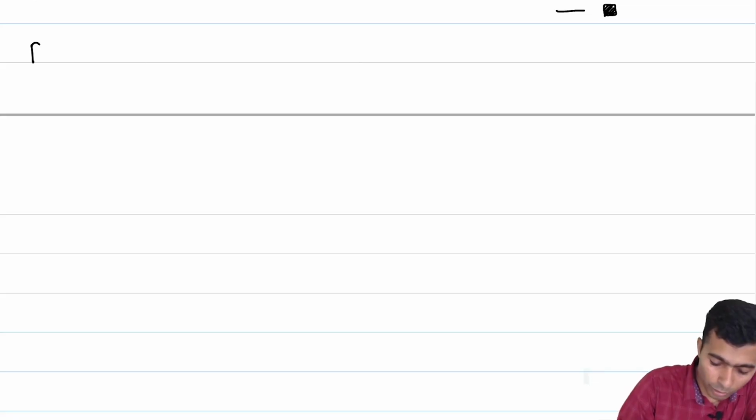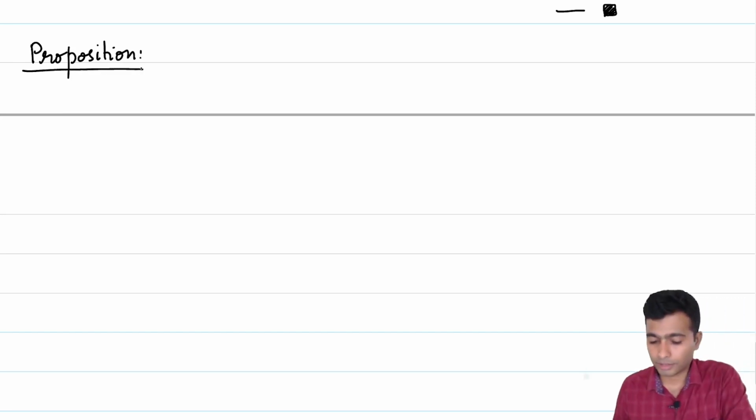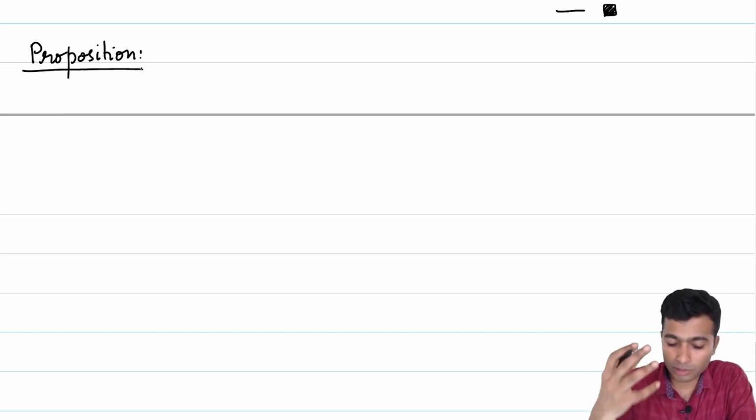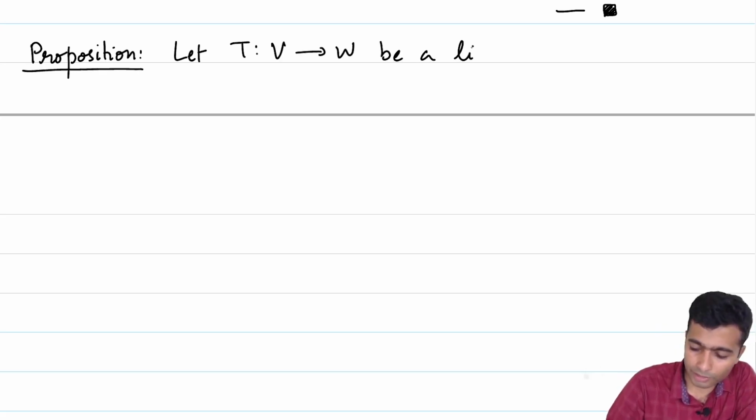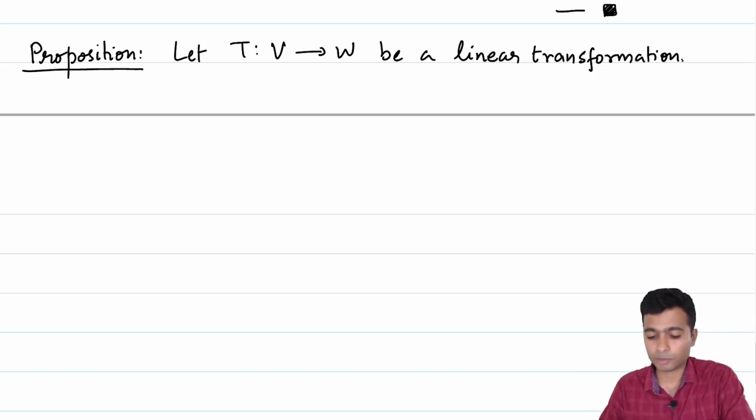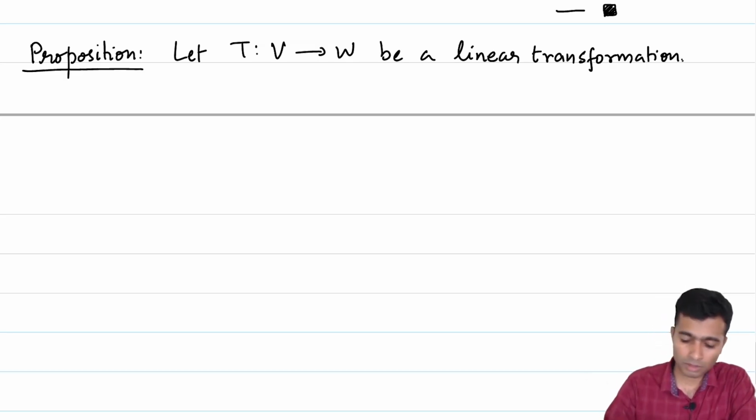Let us prove the following proposition. A null space is not some arbitrary vector subspace. It is a subspace which captures some information about the given linear transformation. So, let T from V to W be a linear transformation. Remember that V and W are vector spaces and W is not necessarily a subspace of V.